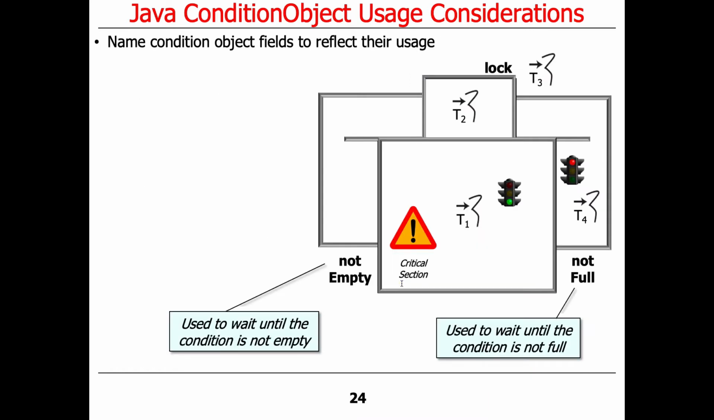You should also name the ConditionObject fields to reflect their usage. So, not empty condition, not full condition. This is used to wait until the condition is not empty. This is used to wait until the condition is not full. It's kind of intuitive when I say it that way, but sometimes you're like, what should I call these things?